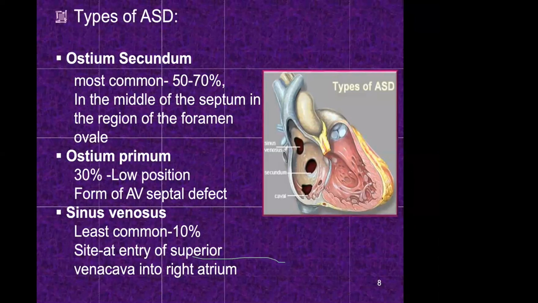Primum is the one below, the diagram is useful. You can see. Then there is the sinus venosus. Why is it called this? Because it's at the site of the superior vena cava.